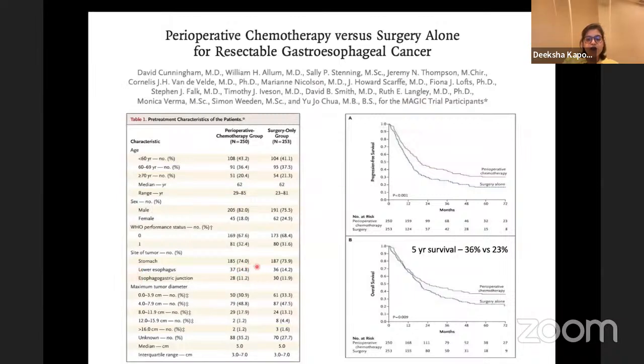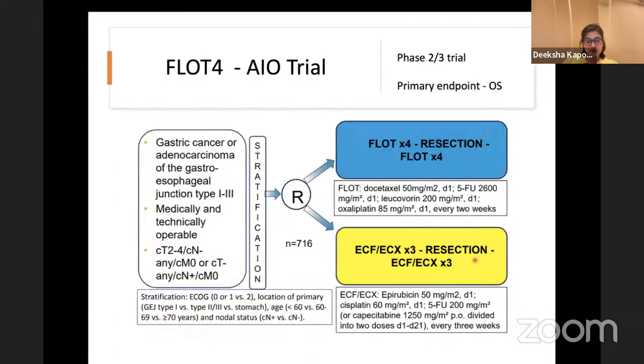About 74% of patients on both the arms were CA stomach. So it showed that at 5 years there was a substantial difference in the percentage alive, 36 versus 23 with chemo. Now the fact of the matter is that a good number of patients did not receive adjuvant therapy. But even despite that, among those who completed adjuvant therapy or the total 6 cycles, there was a benefit in survival.